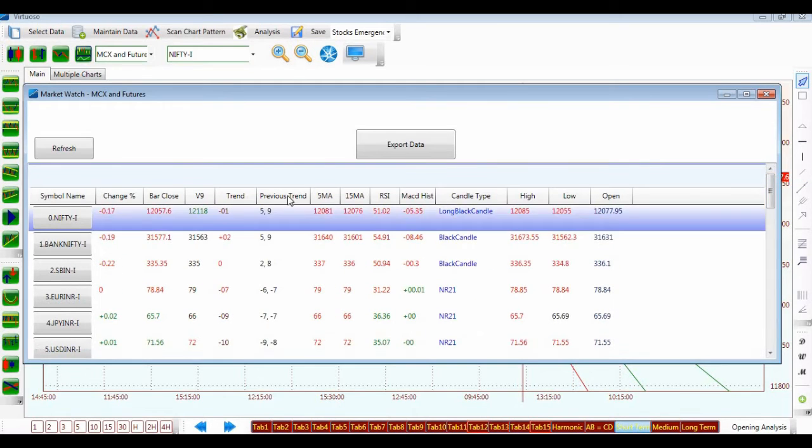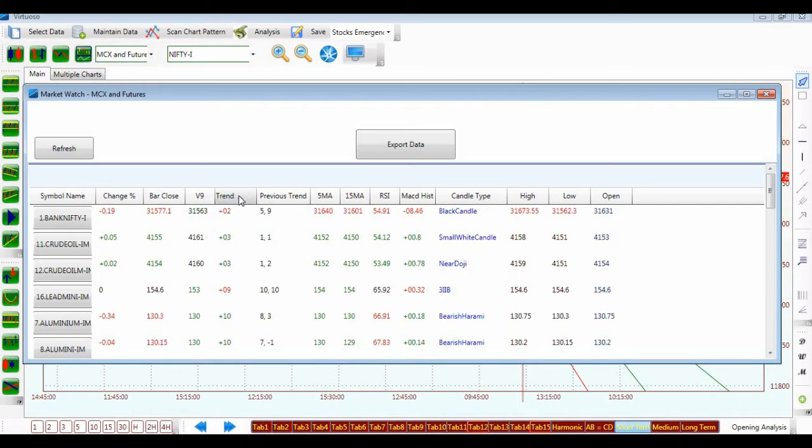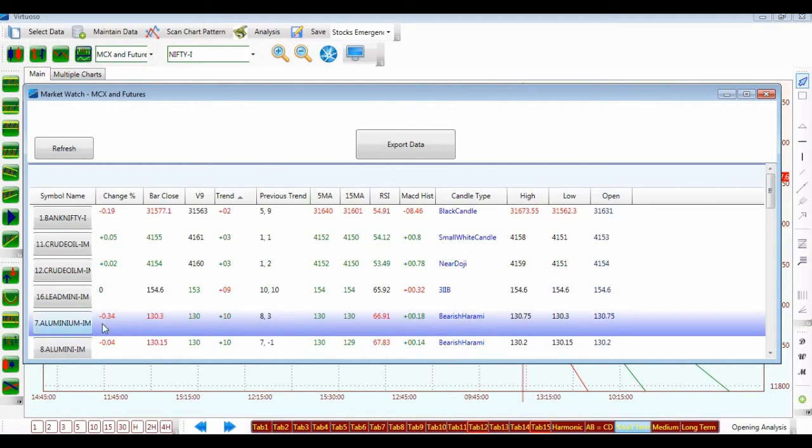Now this is called trend. If you click here, it is going to sort. Now what does it mean? Now we'll understand what the trends are. Any trend which is above 5 is in good buy. Anything which is at -5 is in good sale. For example, aluminum here is showing +10. It means aluminum is in positive mode.